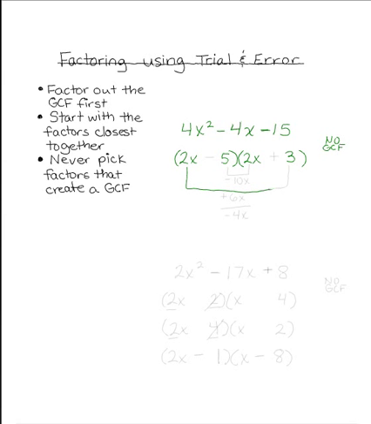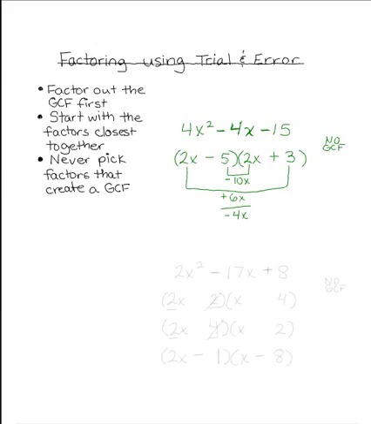2x times 3 makes 6x. 5 times 2x makes 10x. I need these two numbers to combine to create my negative 4x, which means 10 will need to be the minus and 6 will need to be the plus to get me the negative 4x. Since 10 came from the 5 and the 2, that means they will need the minus sign, and the 2x and the 3 will need the plus sign. This one is factored.